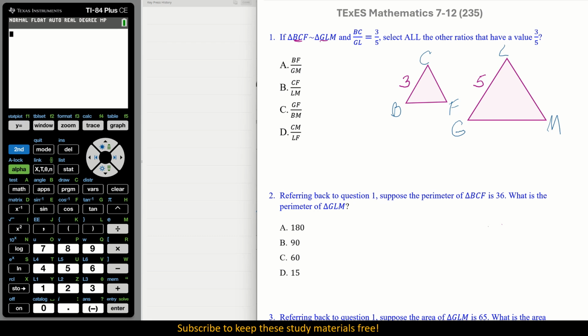So 3 over 5 is equal to what? We'll come back to your smaller triangle. CF over, and then go to the corresponding side of the larger one, and that will be LM. Well, that's option B, and it says select all, and there's another one. So then we have 3 over 5. Now we come back to the smaller one and we use the BF. Then we have BF, and then go to the larger one and look at the corresponding side, which is GM.